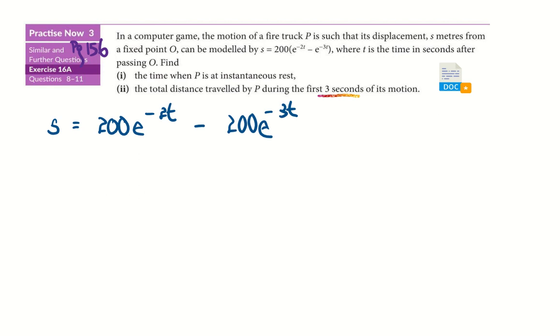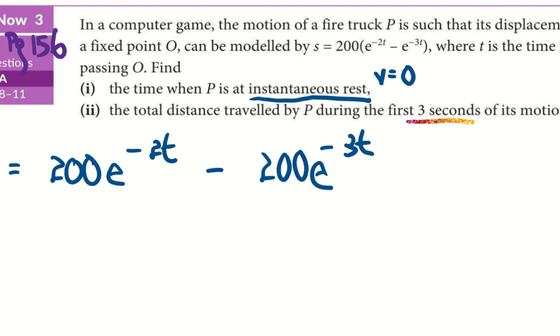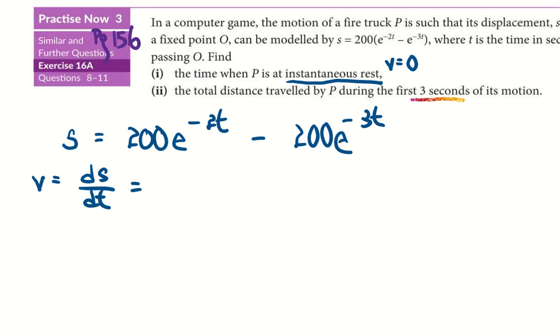Because at instantaneous rest, v is equal to 0. Instantaneous at rest means v equals 0. I do not have the equation for v, so I'm going to find it now. Copy. Differentiate the power term. Bring it in front.